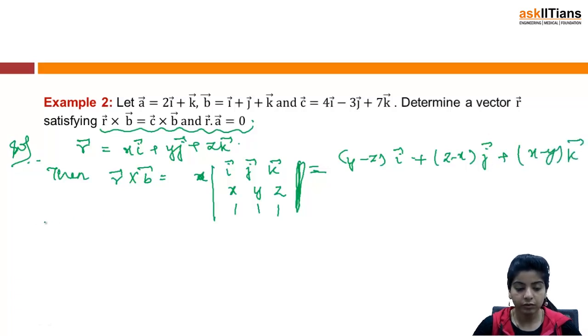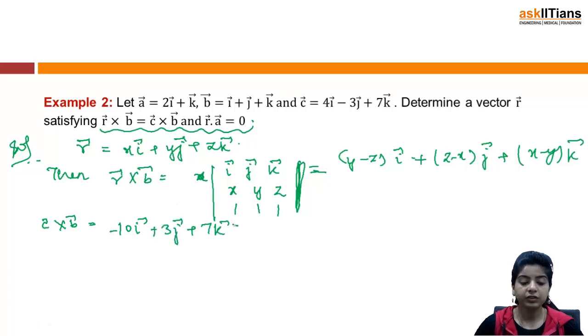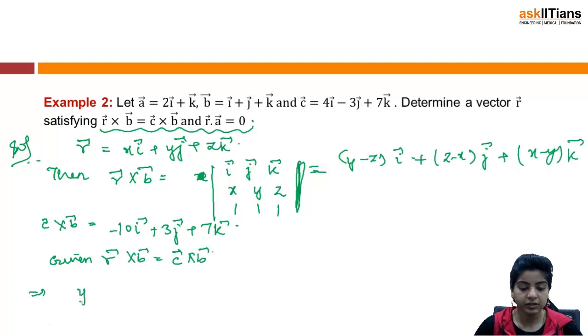Then again, if I find c cross b in a similar way, I get minus 10i plus 3j plus 7k. So I have again applied this formula in the form of determinants, and I have obtained c cross b as this. Given that r cross b is equal to c cross b, this means y minus z would be equal to minus 10, z minus x would be equal to 3, and x minus y would be equal to 7. Let us take this as 1.